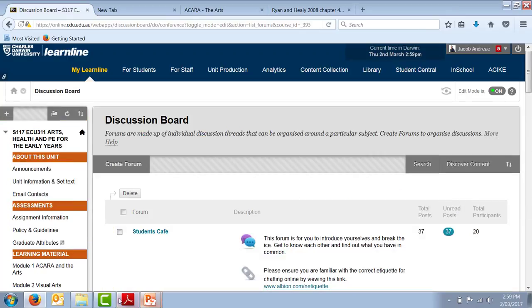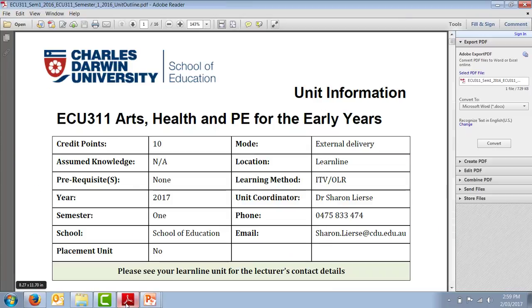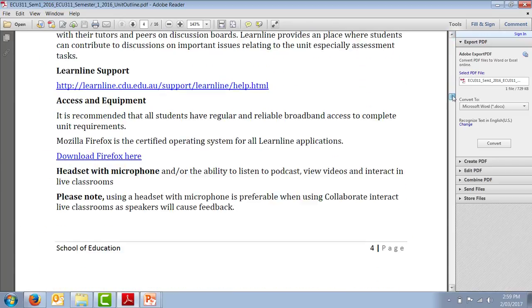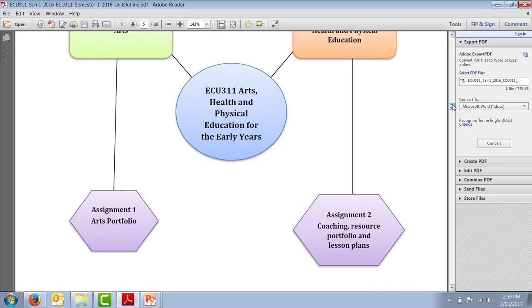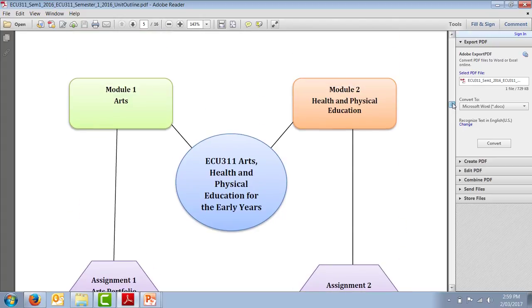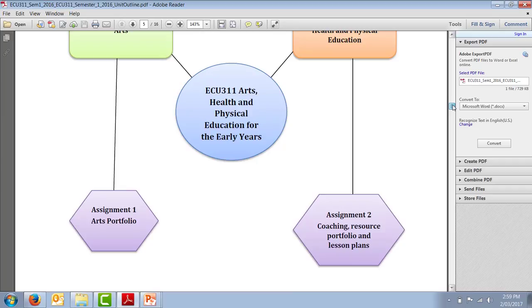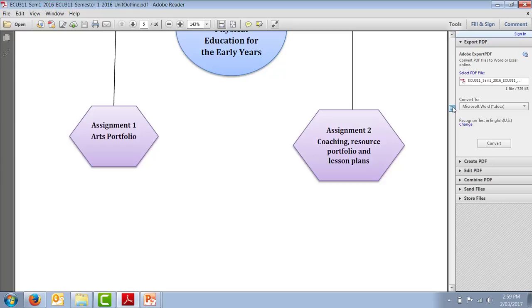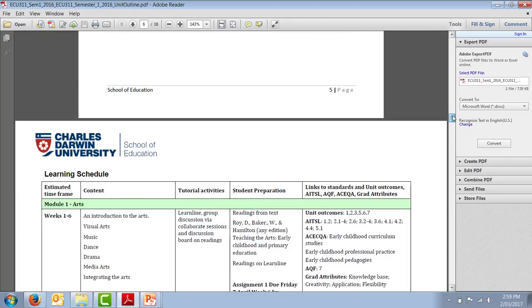Okay, so just let me quickly go back to this one. I'm going through this on a document so you can pull that up yourself, but you've got Module 1 and Module 2. Of course Module 1 is the arts. Actually, I'll come down on here so you can see it. So Module 1 is the arts, so you've got the arts portfolio for assignment 1, and then Module 2 is health and physical education, all for the early years, and you've got assignment 2, which is a coaching resource portfolio and lesson plans. And of course there's 3 lesson plans in the arts portfolio.